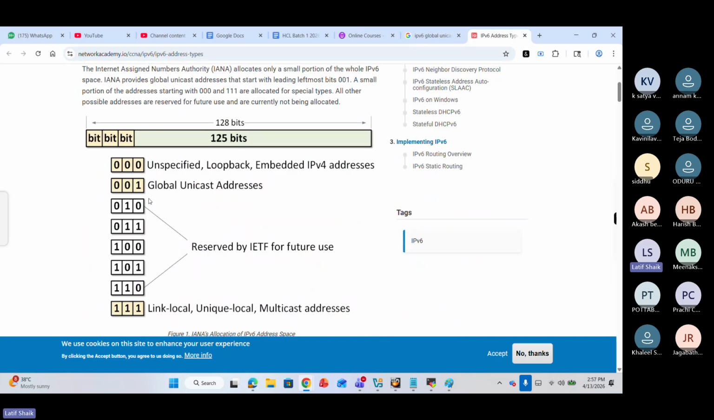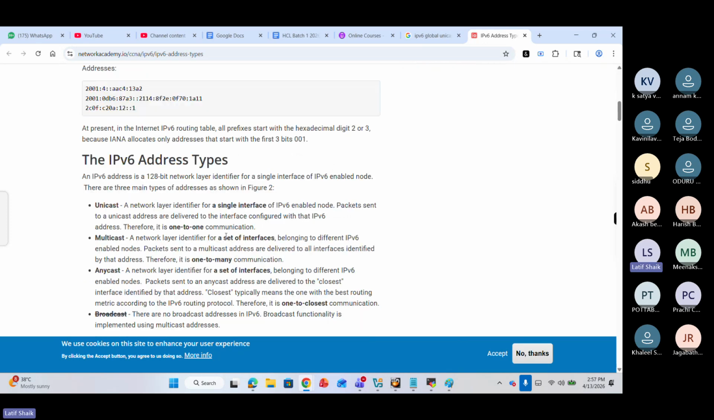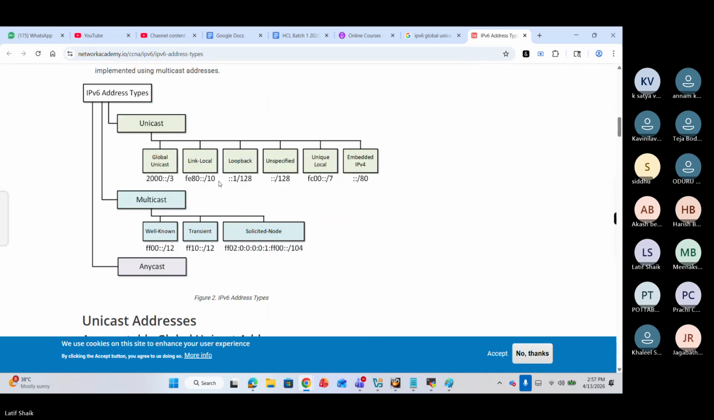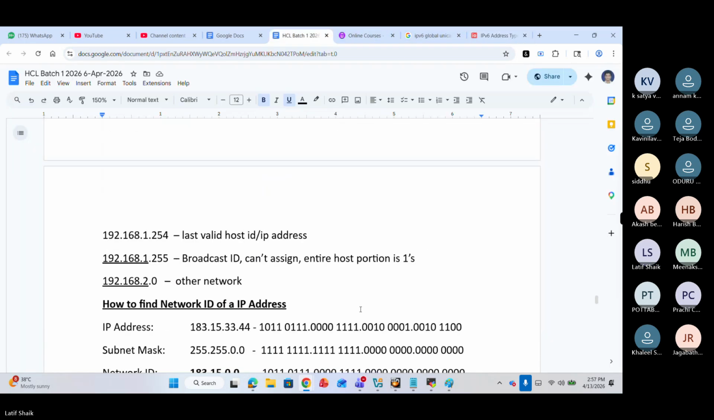Each of the 128 bits, what is its representation? This second one represents a global unicast. It is reserved by IETF for future use. We don't do that much deep dive, it's not required. Okay.